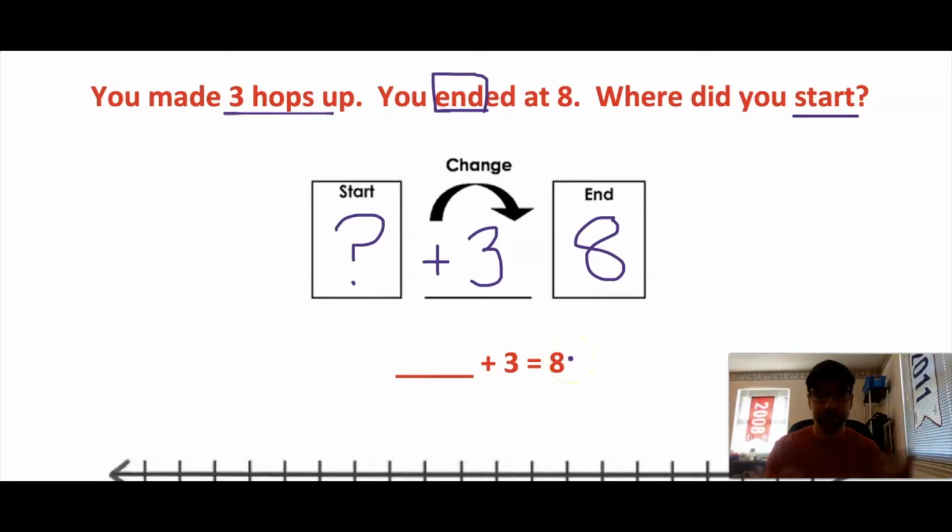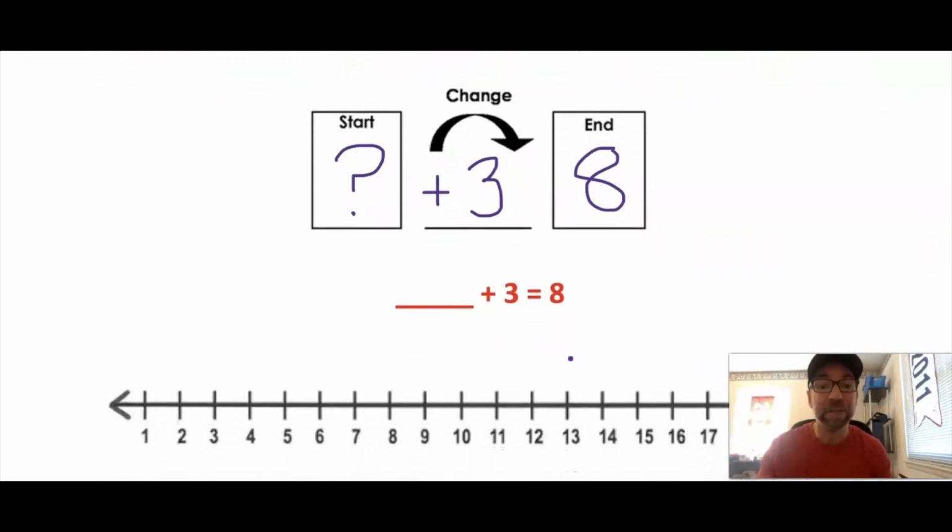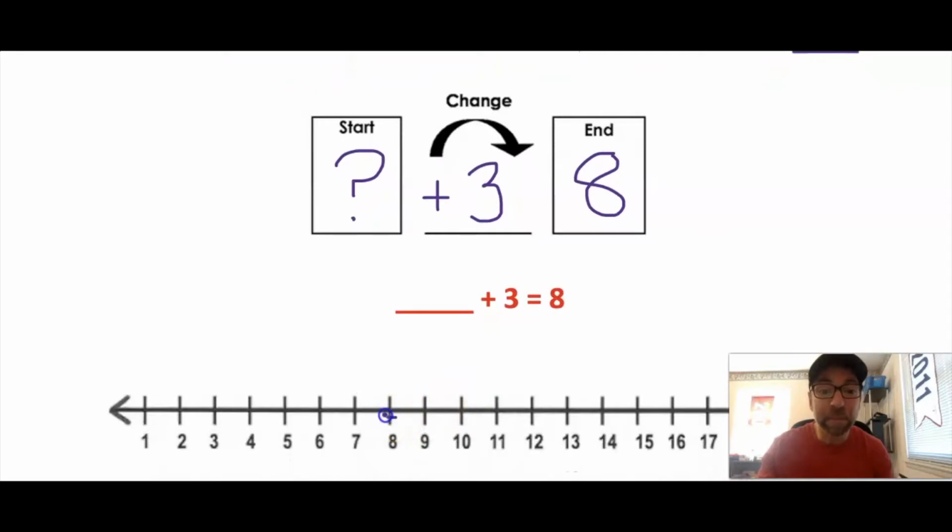Wow! This one's tricky because we don't know where we started, but we know where we ended. We landed on the number 8. So let's go ahead and color in a dot for the 8 tick mark. Now, we made 3 hops up. So I have to make 3 hops back to find where I started.